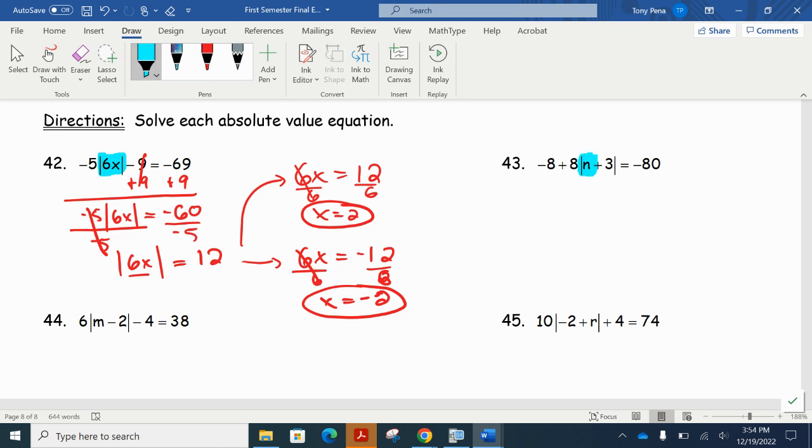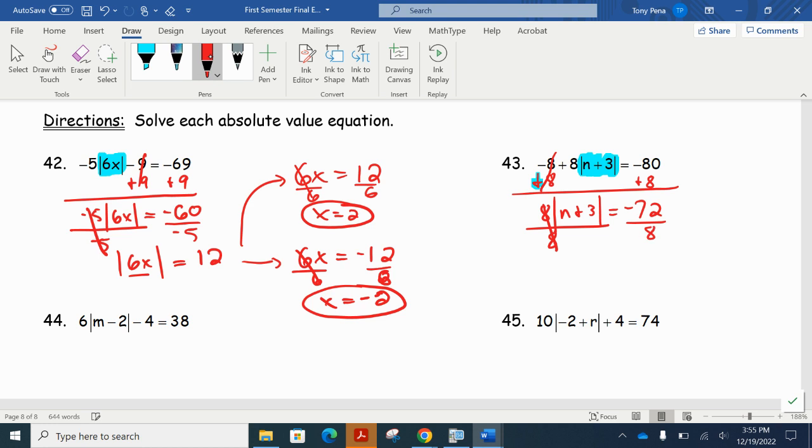Same process in 43. We want to get this by itself. So the first thing we want to do is add 8. Those will cancel, and we get 8 times the absolute value of n plus 3 equals a negative 72. Then we would want to divide by 8 so that this would go away. Divide the other side by 8, so now we get the absolute value of n plus a 3 is equal to a negative 9.